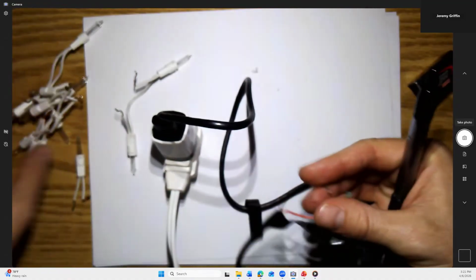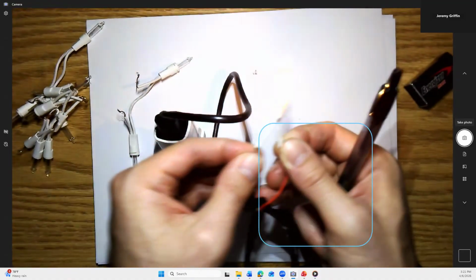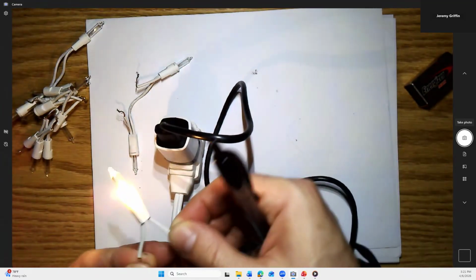And I got some bulbs right here. Got some Christmas lights. Let's see if I can click this. Oh, look at that. See how bright that is? Well, kind of. You guys see that? Okay. Now this is 5 volts.